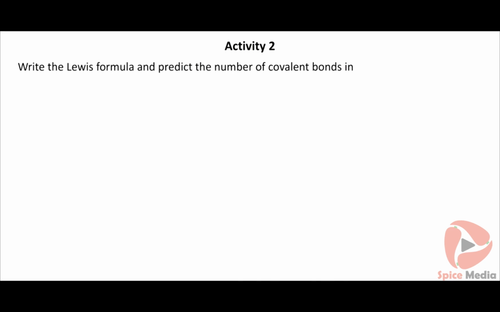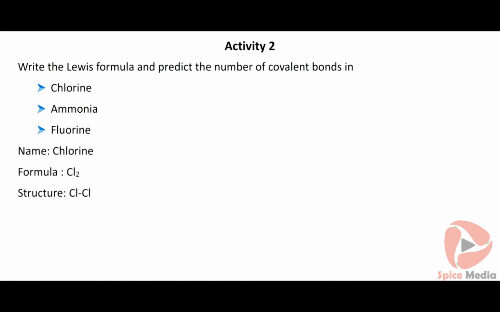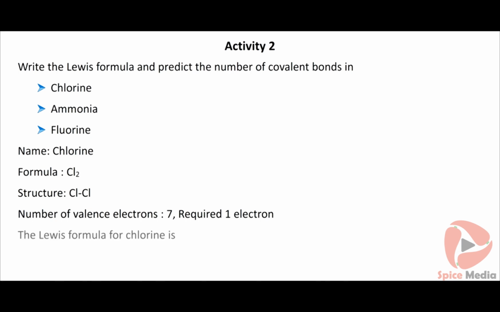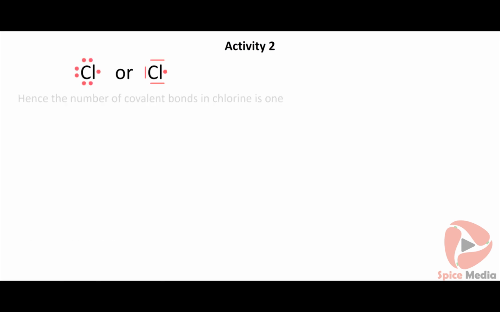Write the Lewis formula and predict the number of covalent bonds in chlorine, ammonia and fluorine. Name: chlorine, formula Cl2, structure Cl, number of valence electrons 7, required 1. The Lewis formula for chlorine is shown, hence the number of covalent bonds in chlorine is 1.